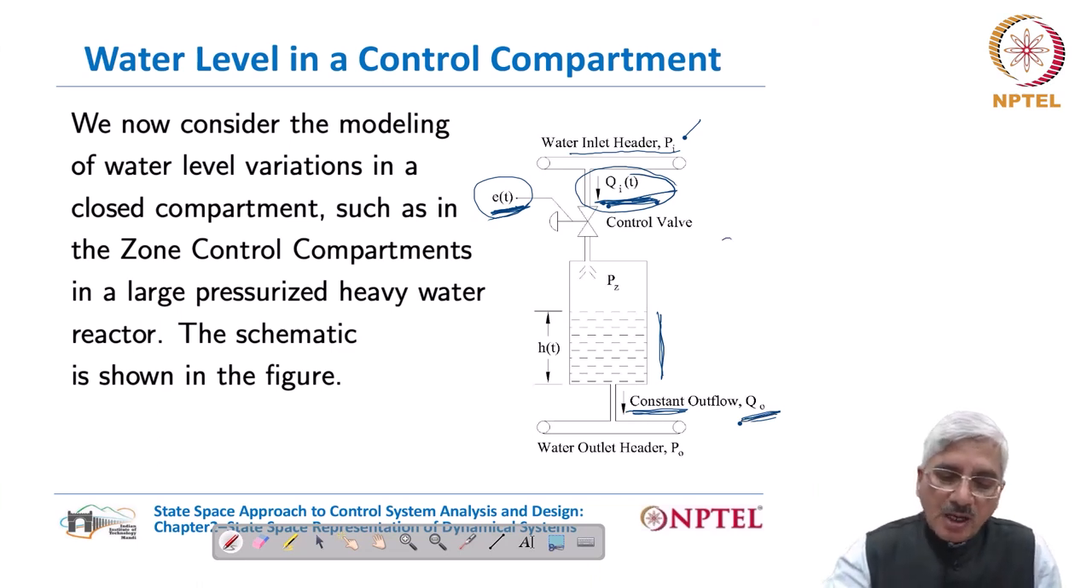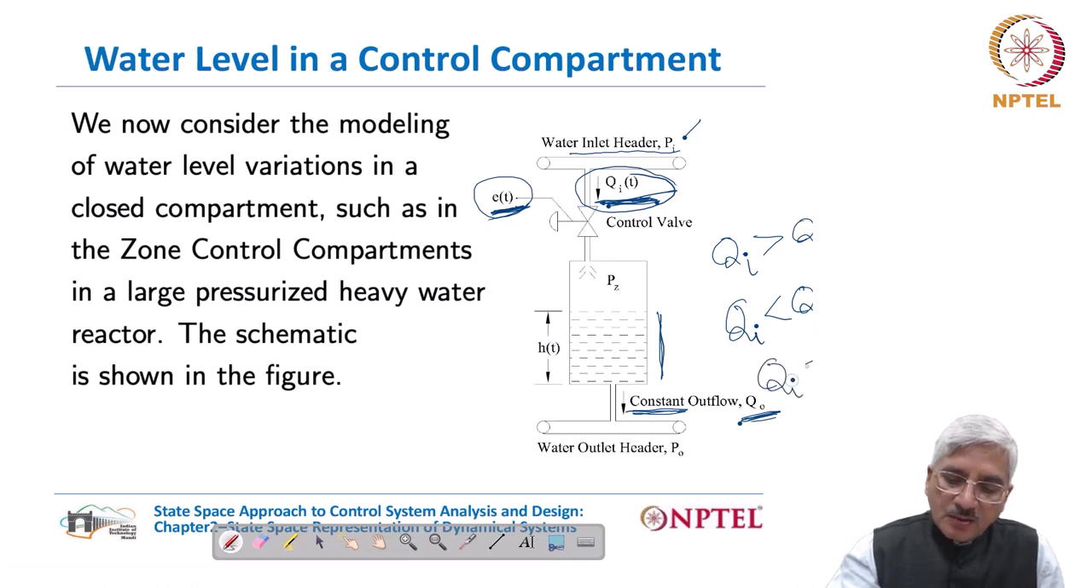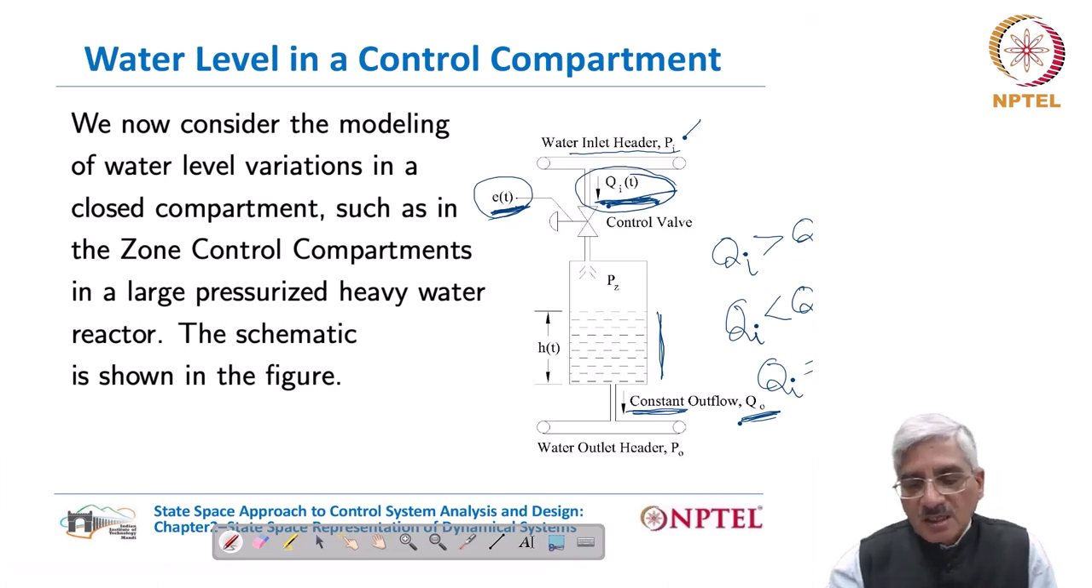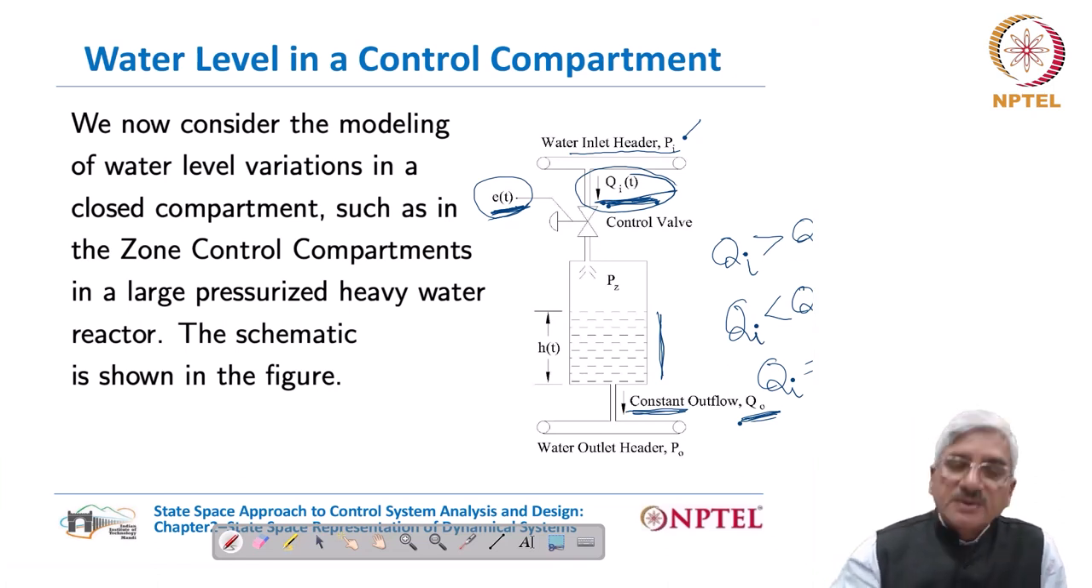So if Qi is greater than Qo, dH/dt will be positive, and if Qi is less than Qo, then dH/dt will be negative. And if these are equal, then dH/dt will be 0, or the level will be constant. So this is the key to operation of this system.